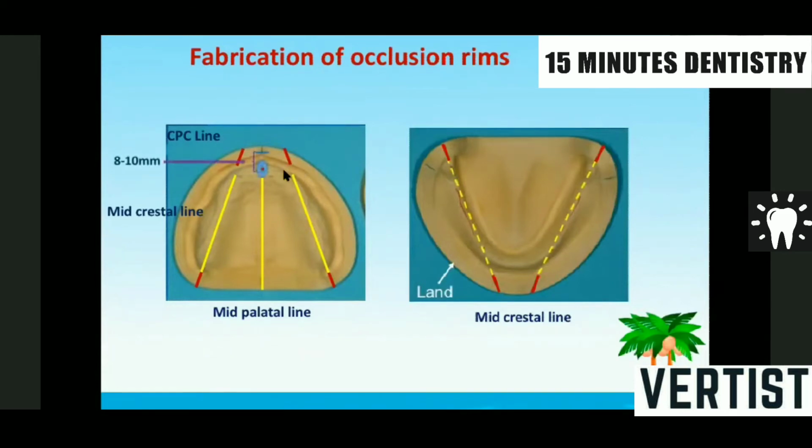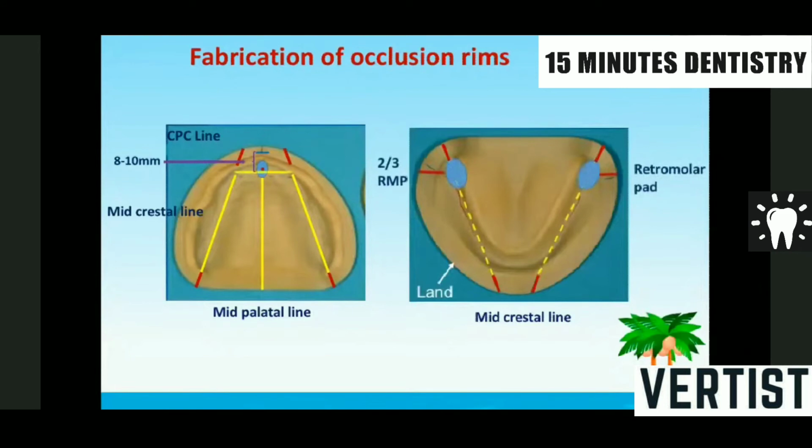Then we have already drawn the incisive papilla. Mark the center of the incisive papilla, and mark another line, this small little blue line. Can you see where my cursor is moving? That is around 8 to 10 millimeters anterior to the center of the incisive papilla. This small line denotes the labial surface of the maxillary anteriors, and the maxillary anteriors should not go beyond this line. So these are all called reference lines.